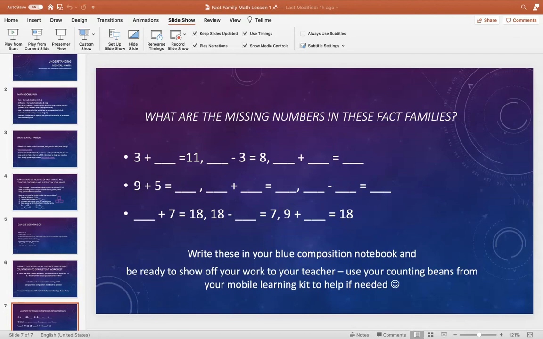And you've got the information, think it through, and use your strategies, whether you're counting on or you are using the fact family. That would be ideal. Use your counting beans to help you if you need. And of course, if you have any questions or you need just some clarifying information, please reach out to your teacher. We're here to help.